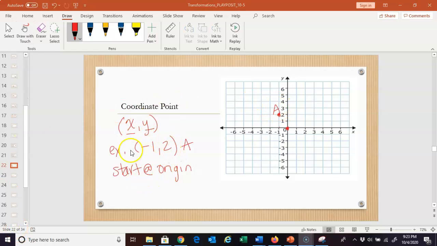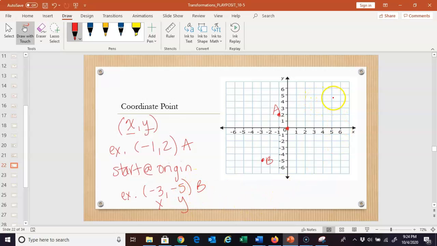Okay, let's try another one. What if we did -3, -5? We're going to start at the origin. And remember, you go in the x direction first. So this is x and this is y. We're going to go to the left 3 and down 5. We can call this point B.